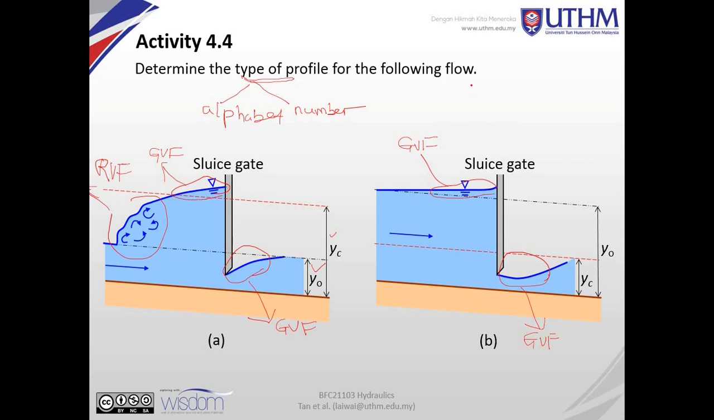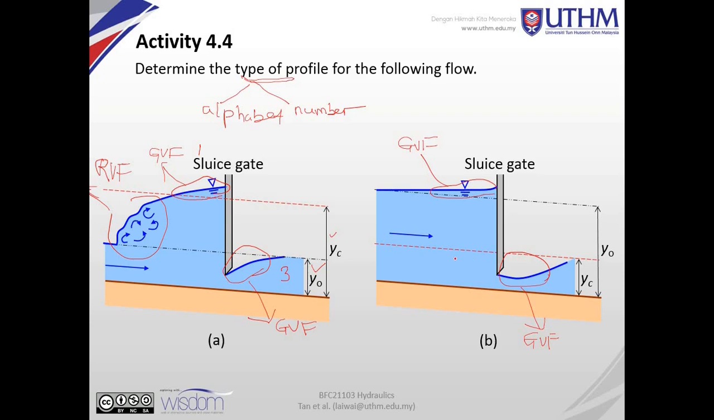Now, to complete the name of the profile, we need to find the region for each of these GVF profiles. For the first situation in figure A, because the curvature exists at the top of either of these two parameters, our region is region 1. The second part here, the curvature exists below one of these parameters, so our region is region 3.